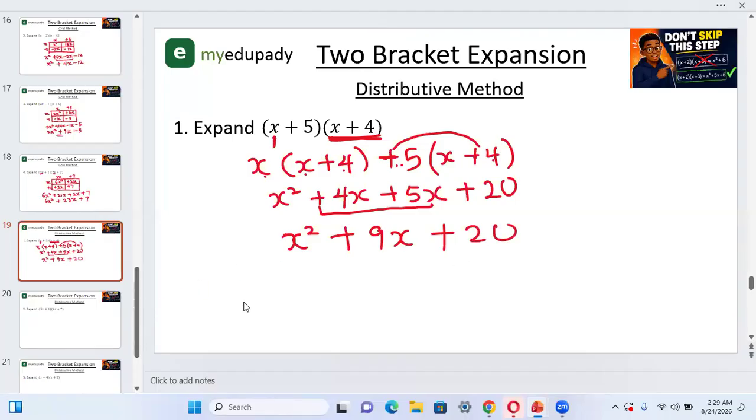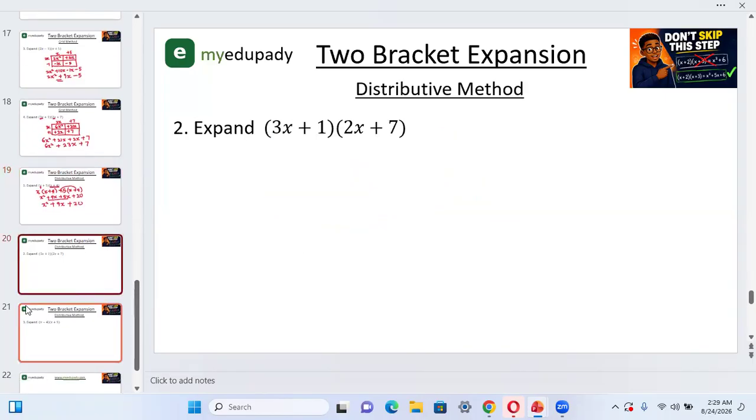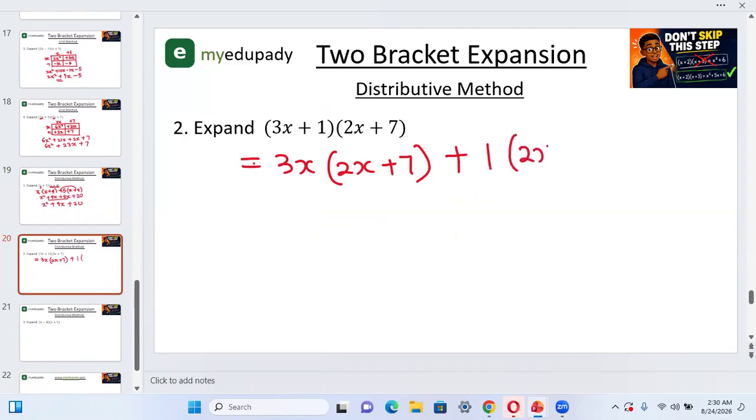Right. Let's take a look at another example. So we have this case, and we want to use the distributive method to solve it. So how do we do it? We write 3x, which is the first term, and then you write the second one, 2x plus 7. I mean, the first expression, right? 2x plus 7. And then you write plus 1. And then you write that expression again, 2x plus 7.